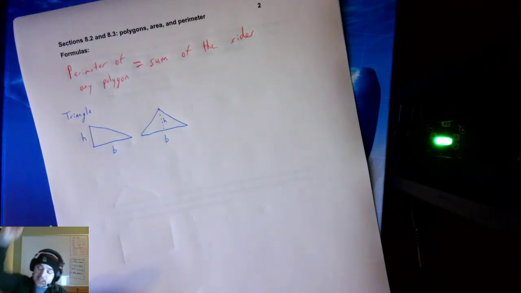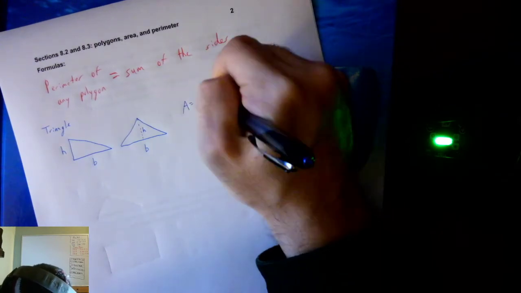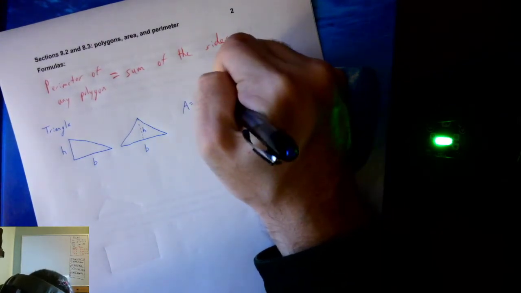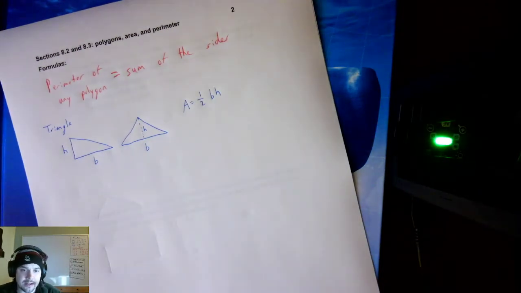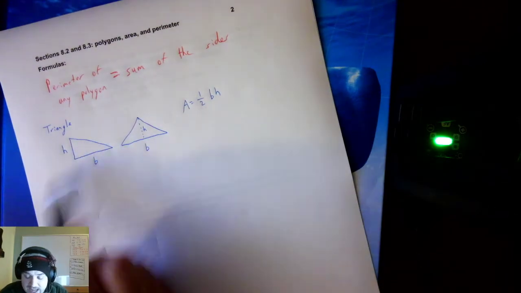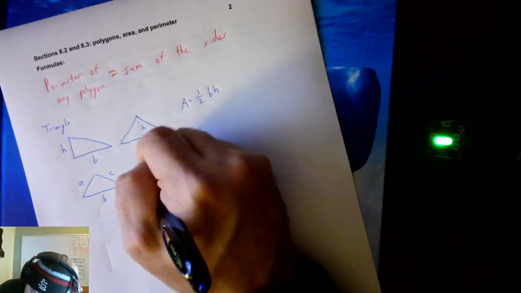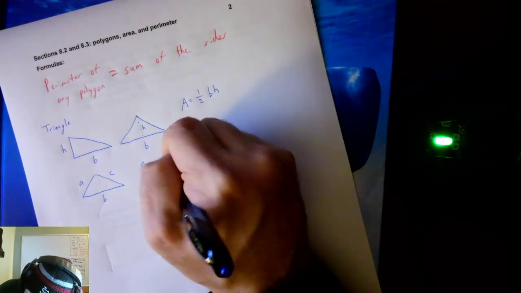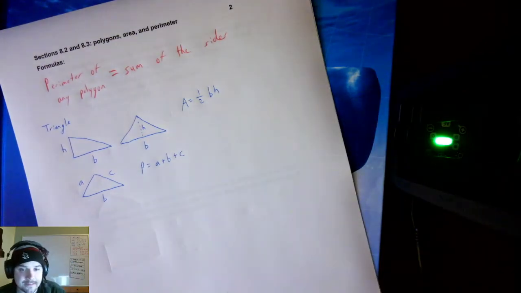Now, for triangles, the area is equal to 1/2 base times height. That's the formula for the area. The perimeter, you add up all the sides, right? So you would have to know all three sides in a triangle for perimeter. So for perimeter, if we draw a triangle, usually when we label all the sides, we label them A, B, C. The perimeter is equal to A plus B plus C, right? It's adding up all the sides.